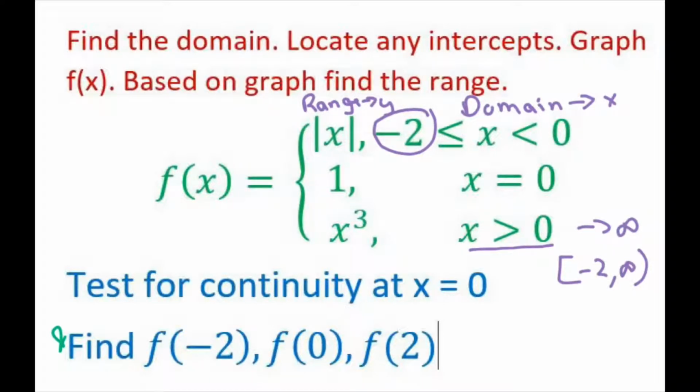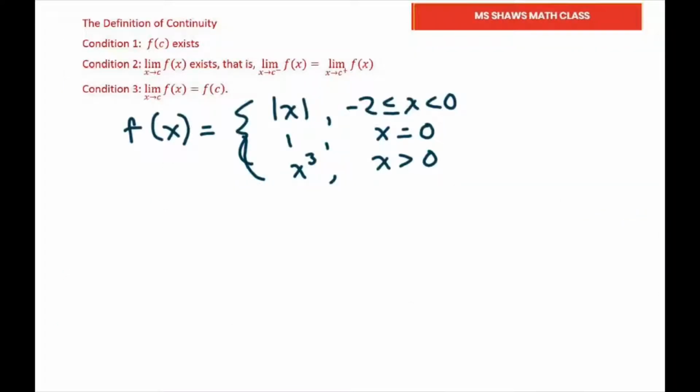So let's go ahead and test for continuity. When you test for continuity, you must meet these three conditions. That's the definition of continuity. The first thing to notice is we're testing at x equals 0, because this is where the graph is changing. It's changing pieces at the 0 point. So our c equals 0.